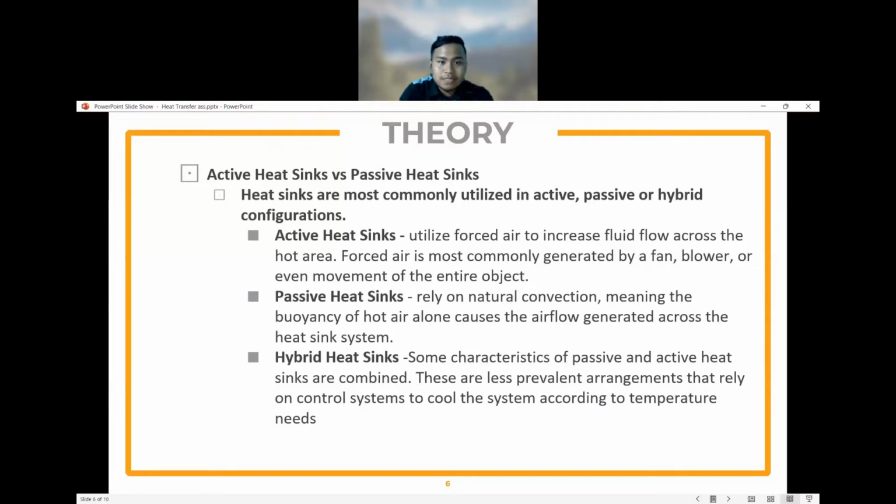The second is passive heat sink. It relies on natural convection, meaning the buoyancy of hot air alone causes the airflow generated across the heat sink system. The benefit of this type of heat sink is that it does not require a secondary power or control system to remove heat from the system. However, passive heat sinks are less effective at transferring heat from a system than active heat sinks.